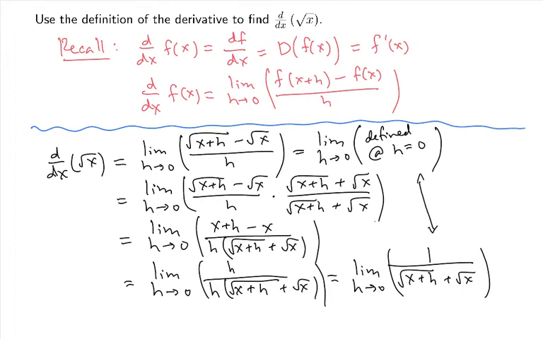So that tells me that I'm now able to evaluate this limit right here. And when I plug in h equals 0, notice that I get 1 over root x plus root x, which is 1 over 2 root x, which is precisely what my derivative is. 1 over 2 root x, or if you will, 1 over 2 times x to the negative 1/2 power. And this is the derivative of the square root of x.